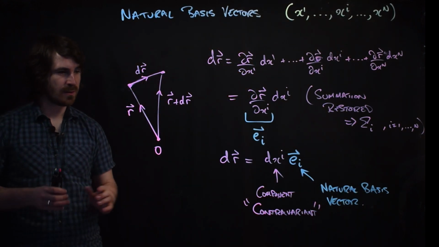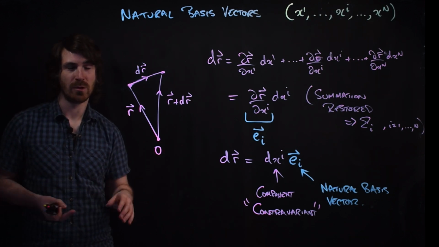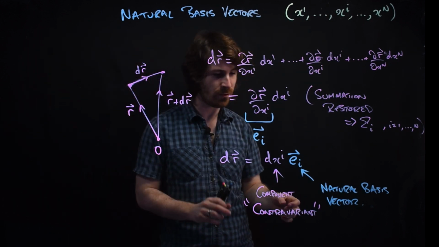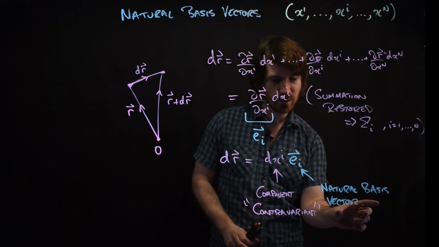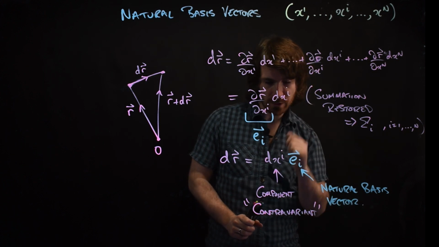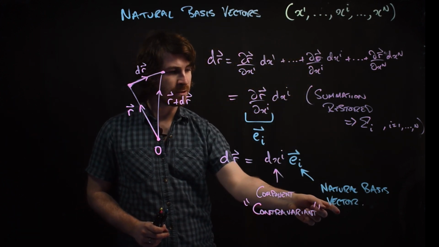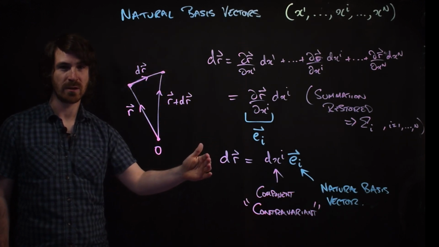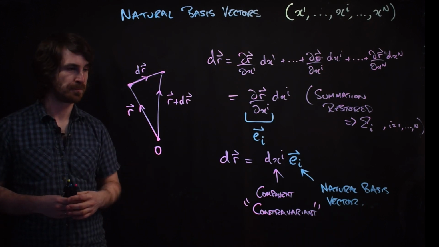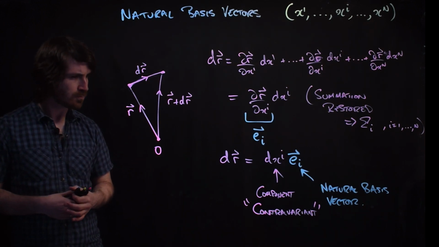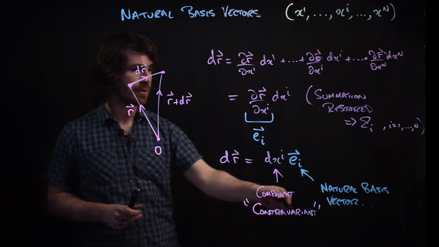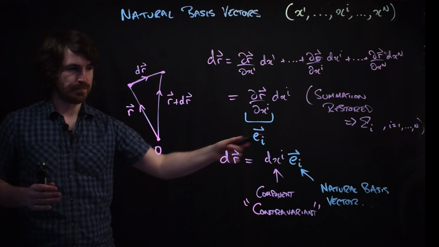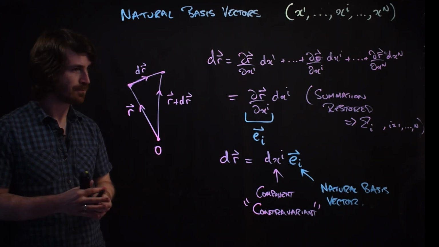And we'll see that the covariant components we saw, we can't reconstruct our vector with a covariant component and a natural basis vector. Just as the contravariant component goes with the natural basis vector, a covariant component goes with a different type of basis vector, and that's what we'll look at in the next video. But for now we'll stick with these contravariant components and natural basis vectors, and we'll see how they transform between coordinate systems.